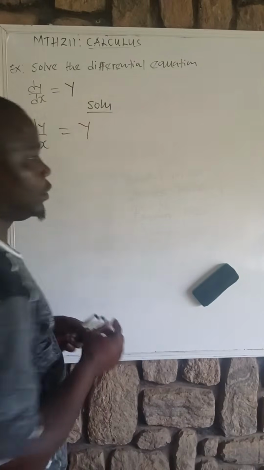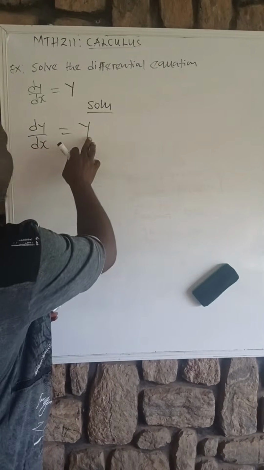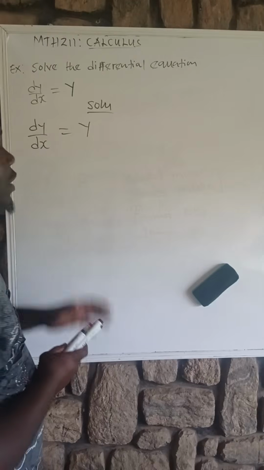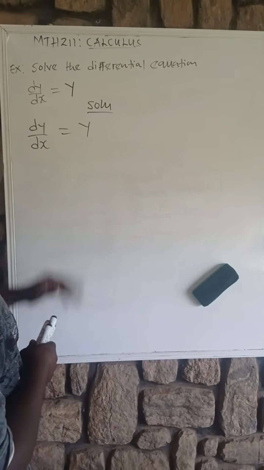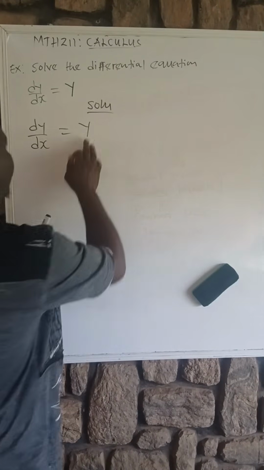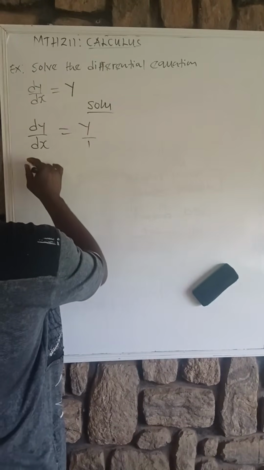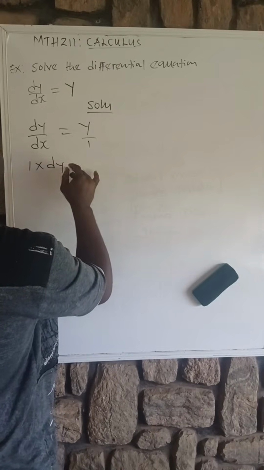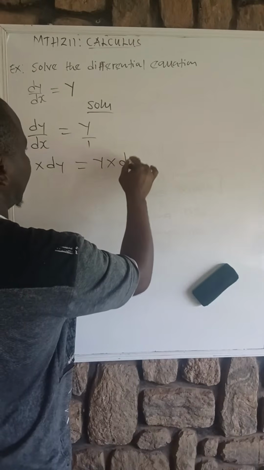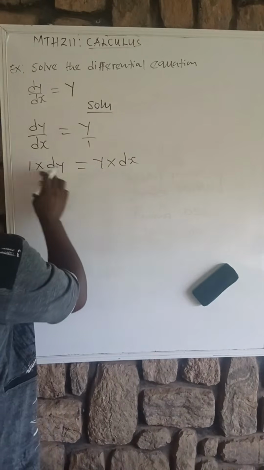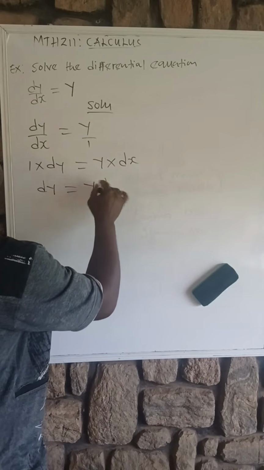y. So who can tell us what to do? As it is now, we have to separate the variables before integrating, right? So now, how can we separate the variables? We have to cross multiply. So when we cross multiply, 1 times dy is equal to y times what? Dx. True or false? Then 1 times dy is dy equals y dx.